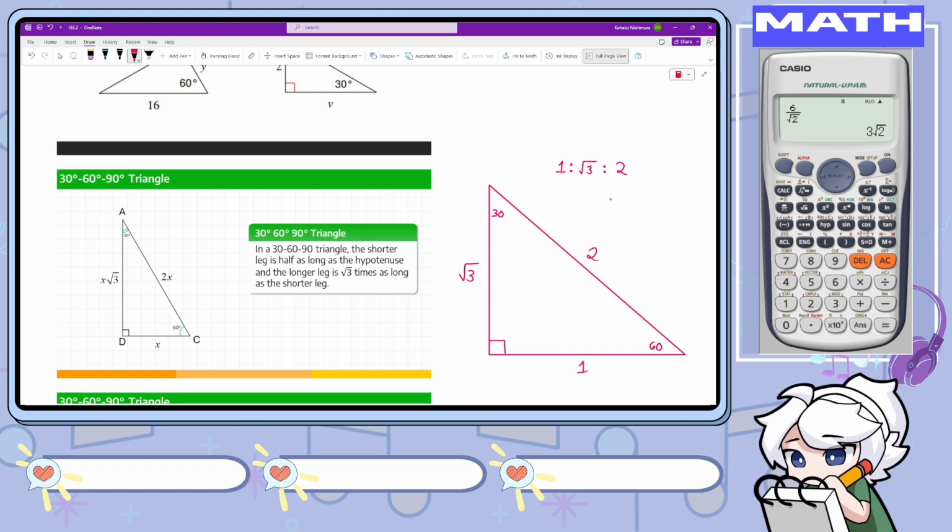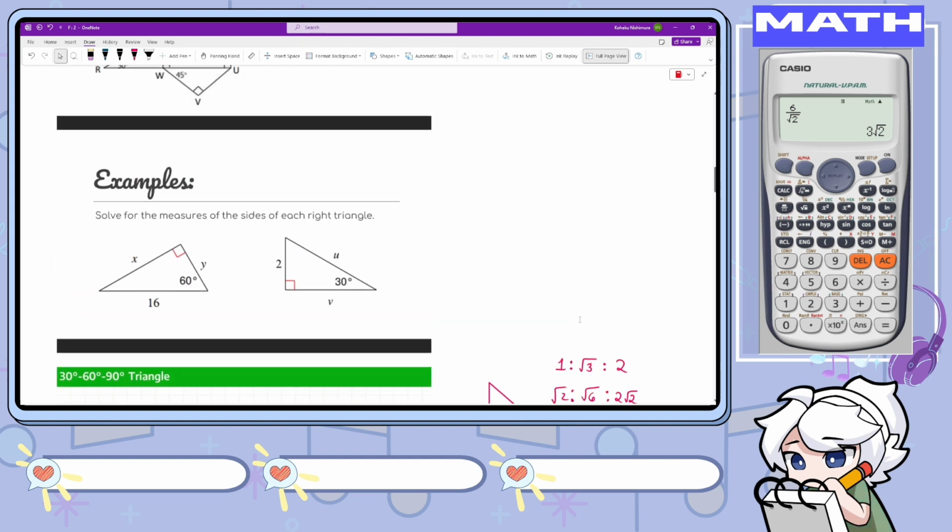Or, let's say, the given on this example is square root of 6. Now, I want to solve for the other sides. If square root of 6 corresponds to the longer leg, I just need to divide it by square root of 3 to get the ratio. On this particular one, square root of 6 over square root of 3 is square root of 2. So, meaning, square root of 2 is the shorter leg. I want to get the hypotenuse. I just need to multiply the shorter leg by 2. And you're done. Let's check this.